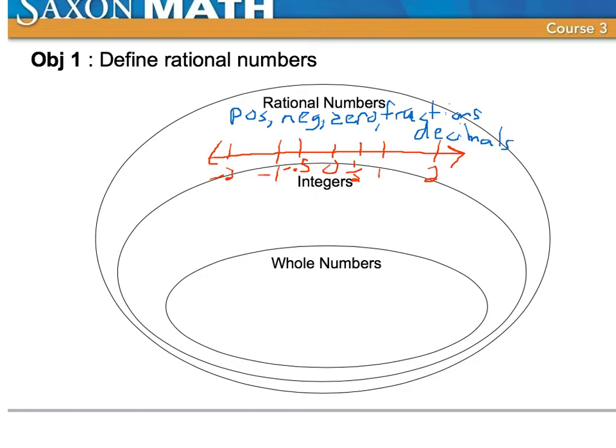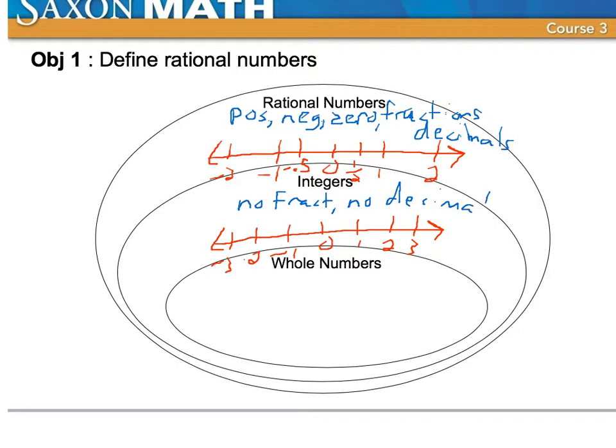Alright, remember integers, our friends integers, were those positives and negatives, okay, but no fractions and no decimals. So integers were the numbers that look like this, and then their opposites. Okay, so integers are no fractions and no decimals. Okay, so that's integers.